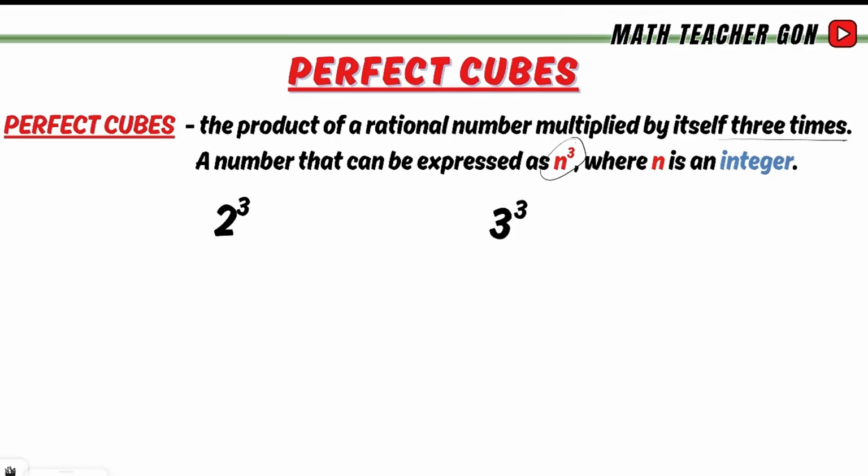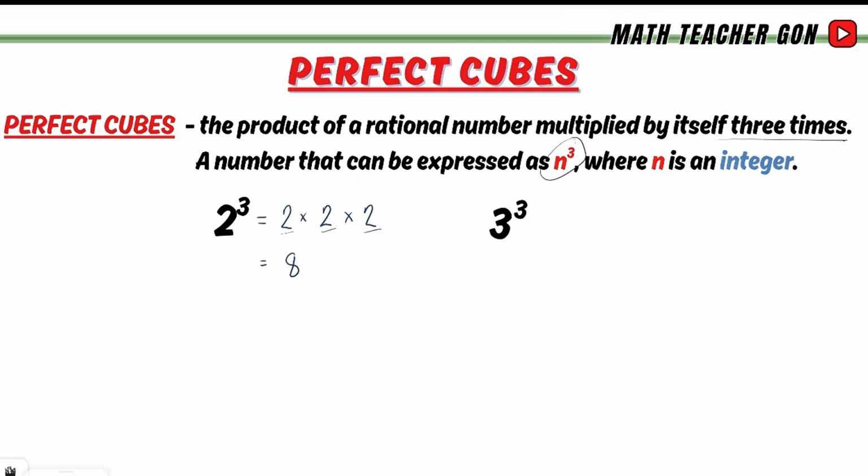So 2 cube is 2 times 2 times 2. So 2 is being multiplied by itself 3 times. 1, 2, 3. So what is 2 times 2? It's 4 times 2, it's equal to 8.